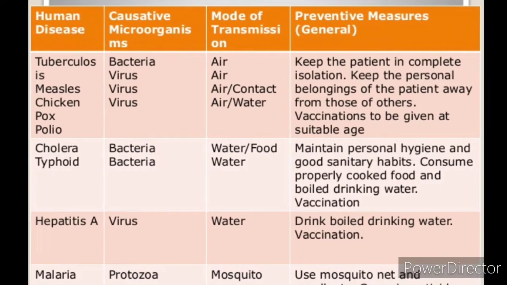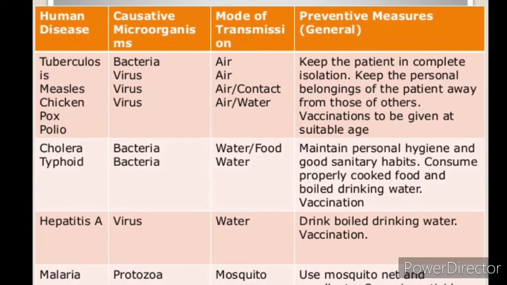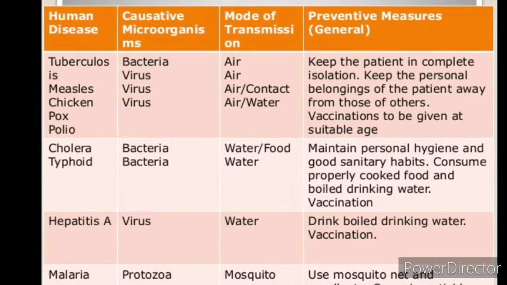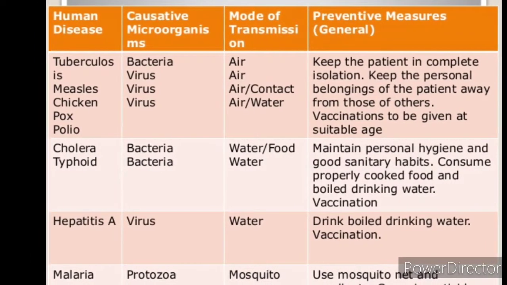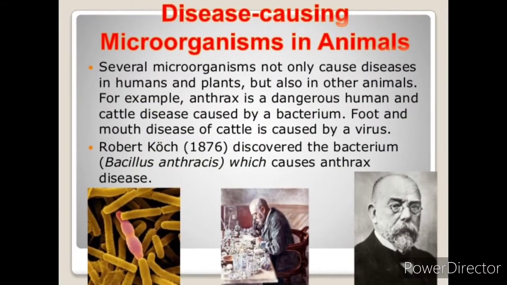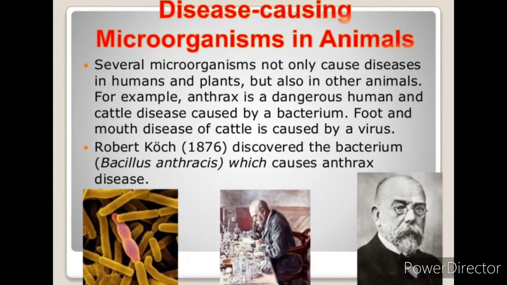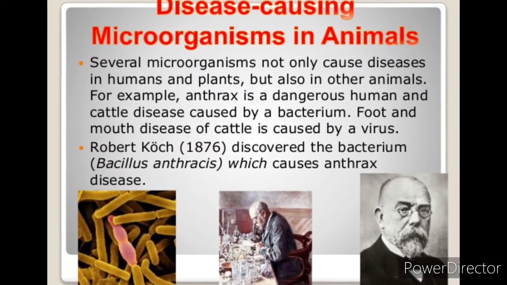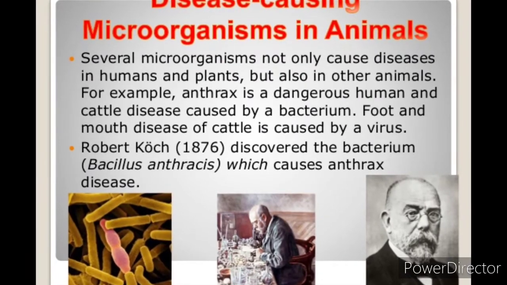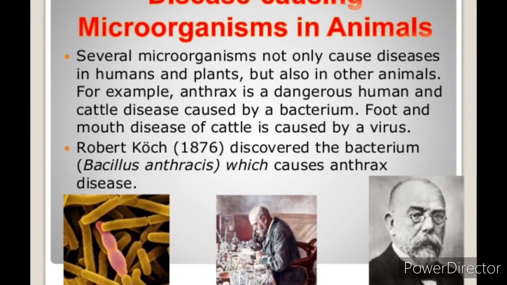In these effects, air, water, and mosquitoes, some other animals and insects are vectors for that. Disease-causing microorganisms. Several microorganisms cause diseases not only in humans, but also in plants and other animals. For example, anthrax is a dangerous human and cattle disease.